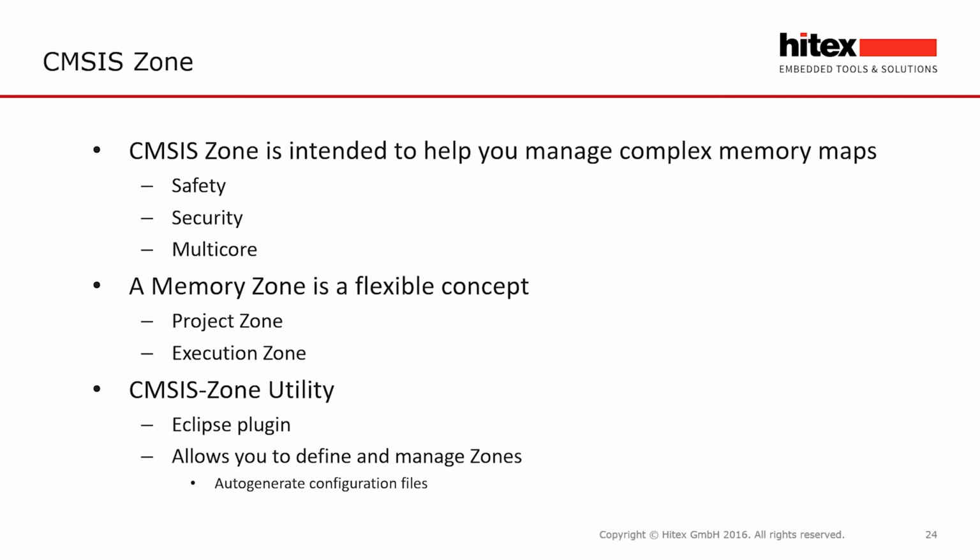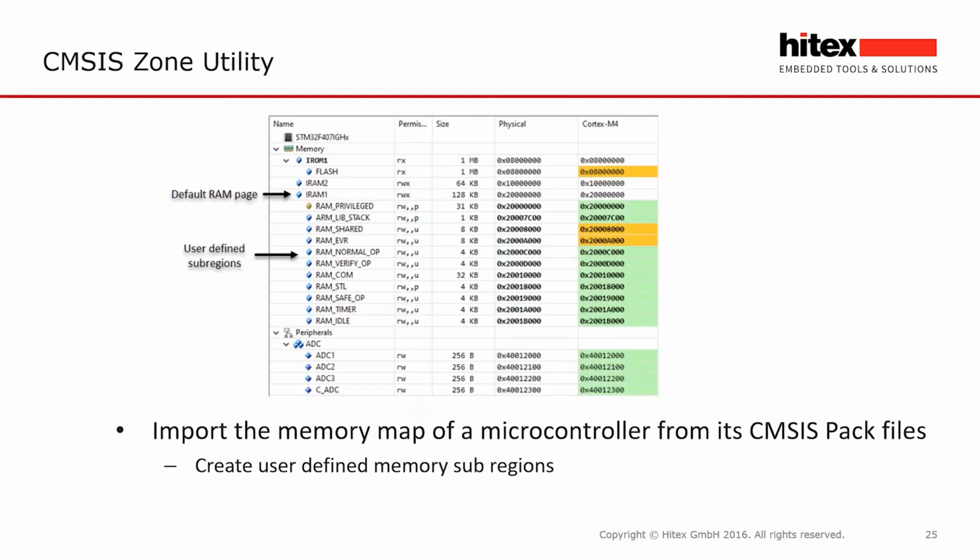This is effectively an Eclipse plugin that allows you to graphically define and manage zones, and it really saves an awful lot of work. So here within Eclipse, we can start up with CMSIS Zone. When we create a project, we tell CMSIS Zone what microcontroller we're using, and then from the CMSIS pack system, it will import the memory map of that microcontroller. So it's flash, it's RAM, but also importantly, all of the peripherals as well. So there's no immense amount of work to set up and configure this. It's pretty much ready to go.